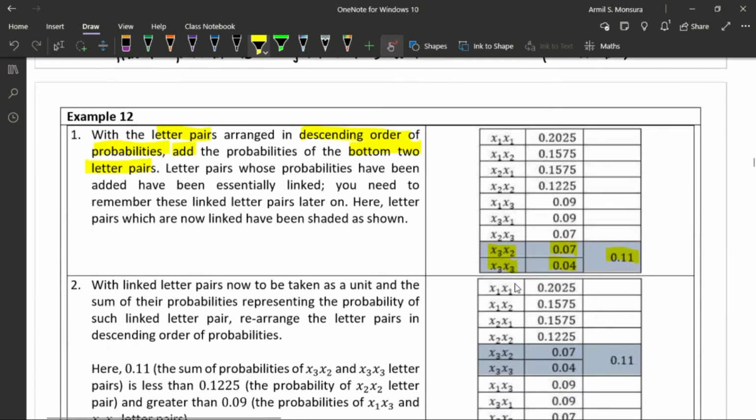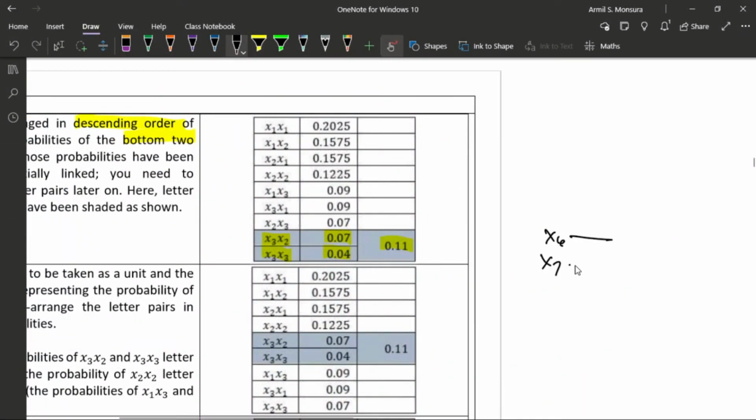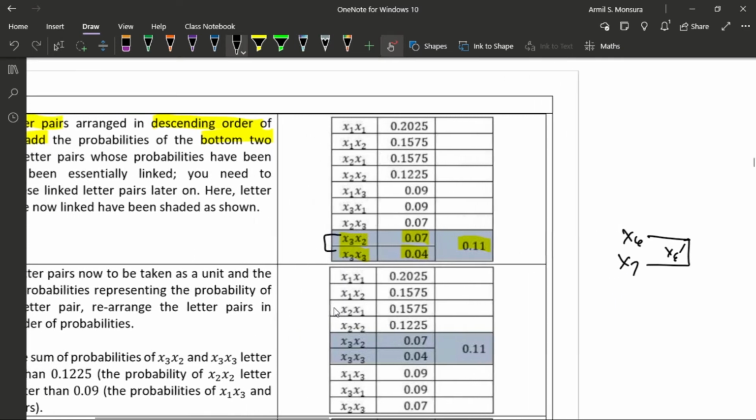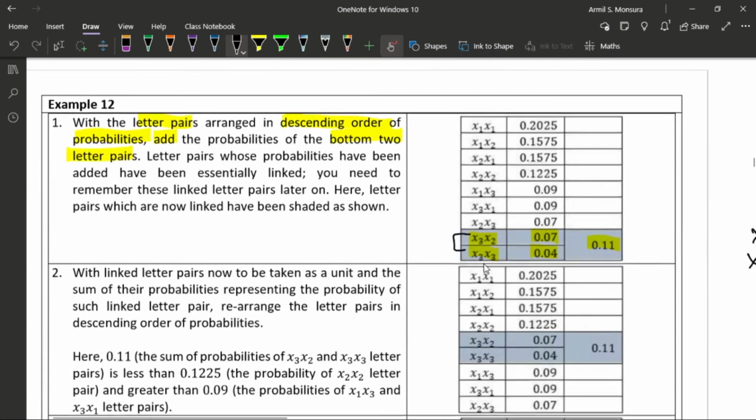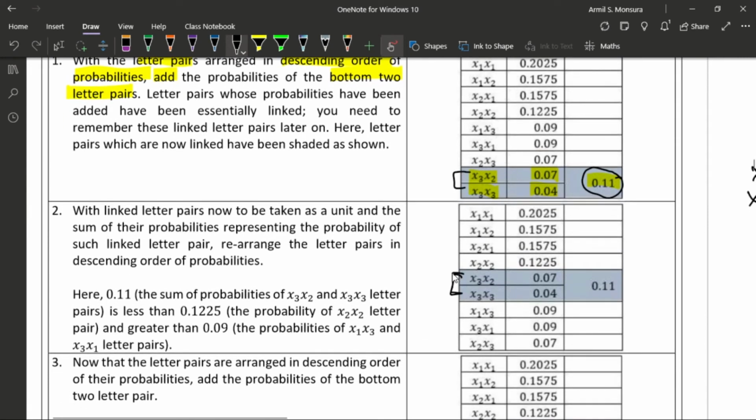It's the same as in the first step of the previous example, wherein we joined x7 and x6, for example. They are always linked in a subset, x6 bar. Same thing here. These two are now linked with a probability of 0.11. As you will notice, this is not among the lowest two probabilities that you have. So what we do is rearrange the letters again according to decreasing probabilities, but this joined pair is what we consider for these two. In this case, it moves to this part.